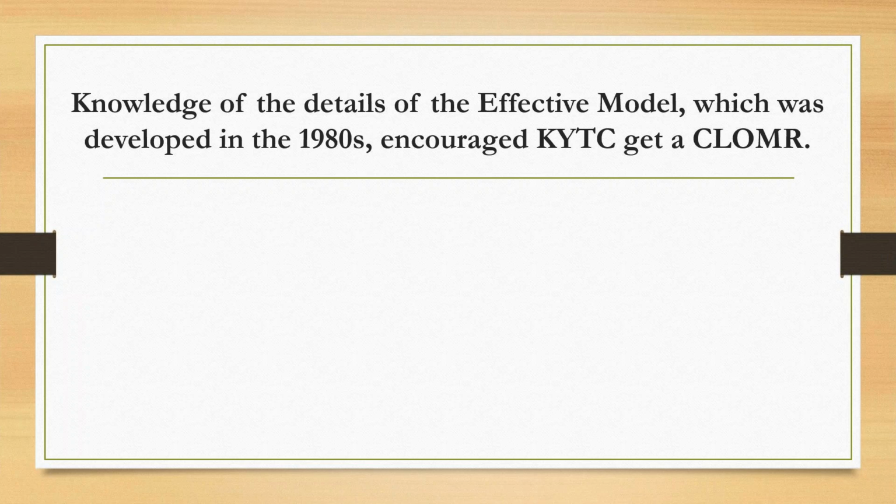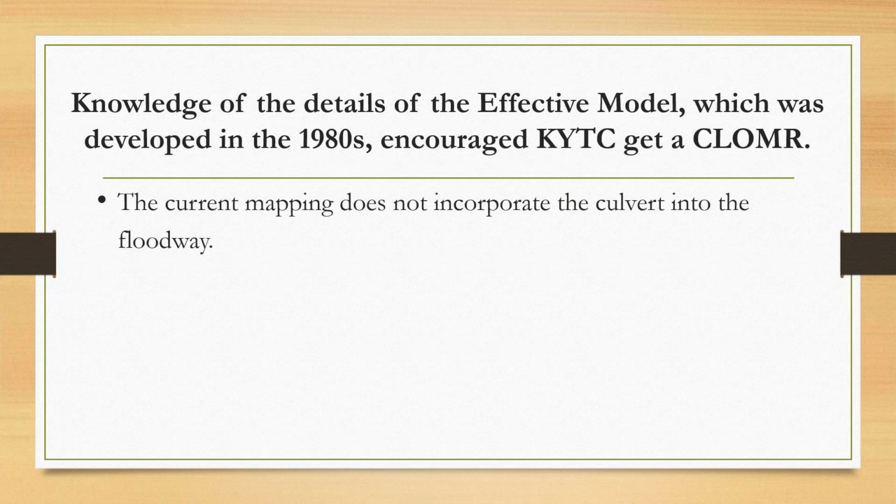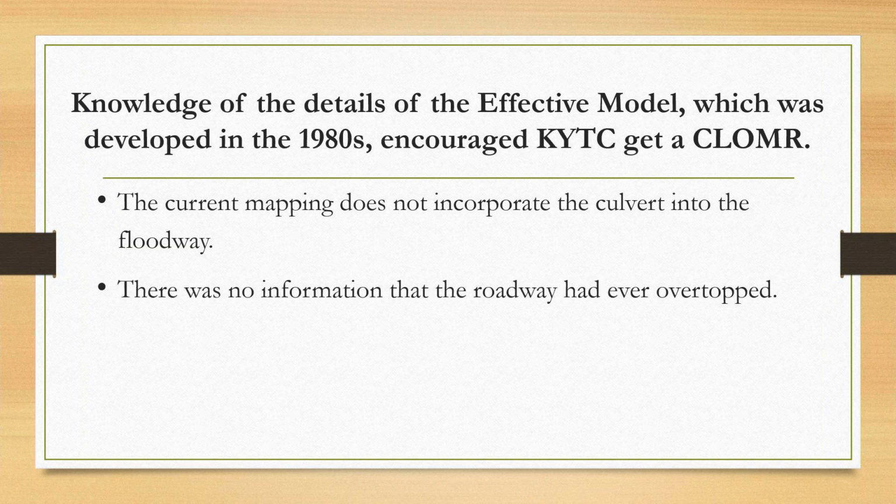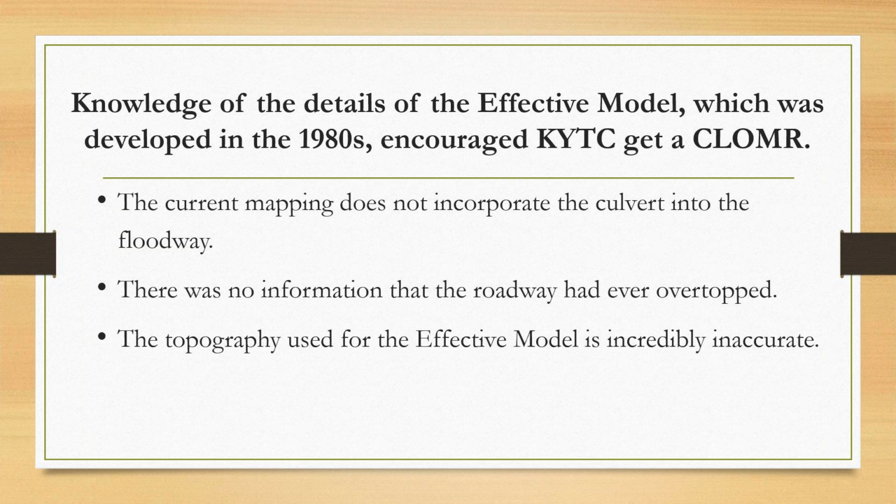So knowledge of the effective model developed in the 80s encouraged us to get a CLOMAR. And one of the things that was a big red flag was the current mapping did not incorporate the culvert into the floodway. There's a culvert there, and that culvert was not incorporated into the floodway. We had no information that the floodway had ever topped. And the topography used for the effective model was incredibly inaccurate.